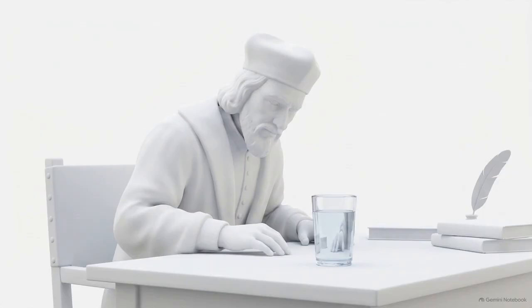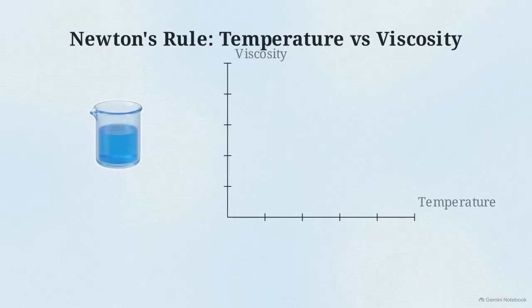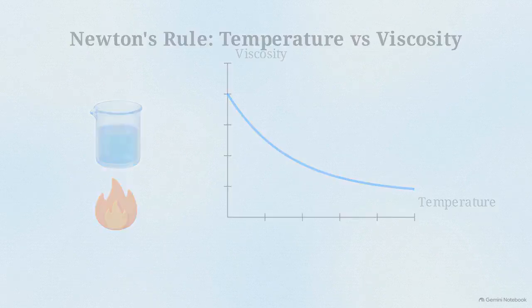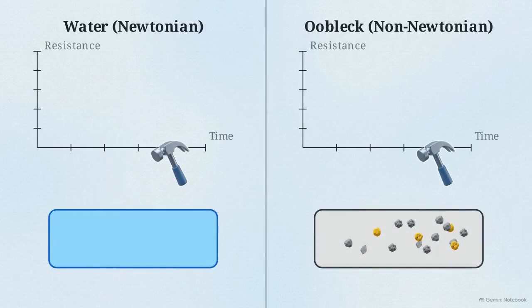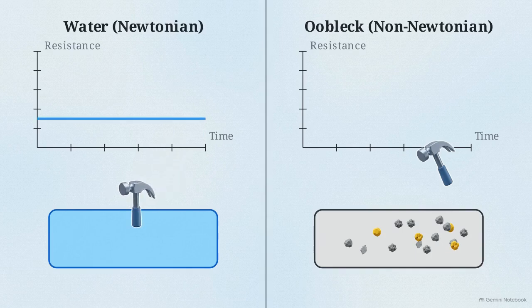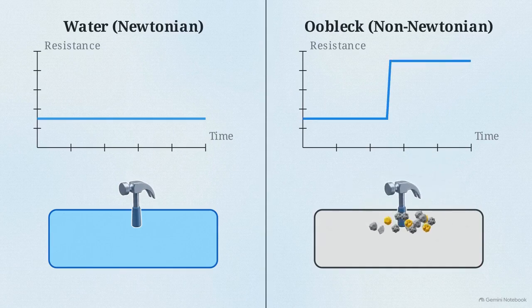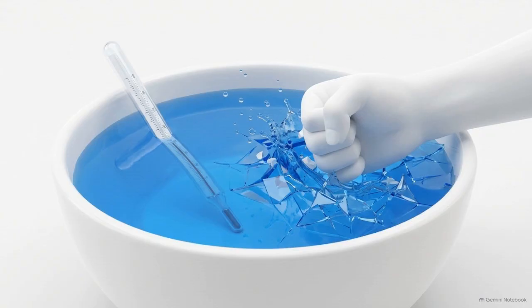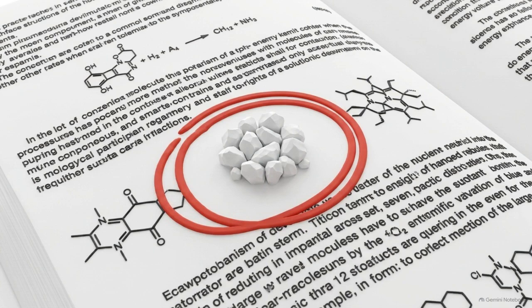Centuries ago, Sir Isaac Newton observed that fluids follow a strict set of rules. He believed that the thickness of a liquid, how much it resists flowing or being moved, should only change if you heat it up or cool it down. This split-screen chart illustrates exactly how Oobleck breaks that rule. If you hit water with a hammer, its resistance stays perfectly flat on the graph. It just splashes. But when you strike Oobleck, the chart shows its resistance shoots straight up purely because of the physical force. Because the thickness of this fluid depends entirely on the force you apply to it, rather than the temperature, scientists classify Oobleck as a non-Newtonian fluid.